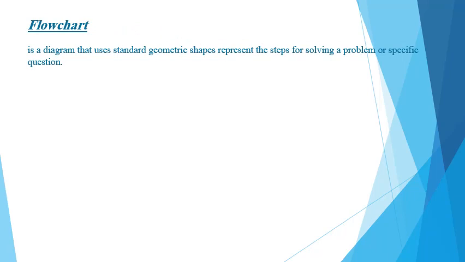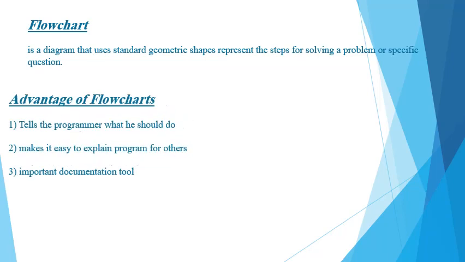Flowchart. What is a flowchart? A flowchart is a diagram that uses standard geometric shapes to represent the steps for solving a problem or a specific question. What are the advantages of flowcharts, or why do we use a flowchart? The flowchart tells the programmer what he should do, makes it easy to explain the program to others, and it's an important documentation tool.